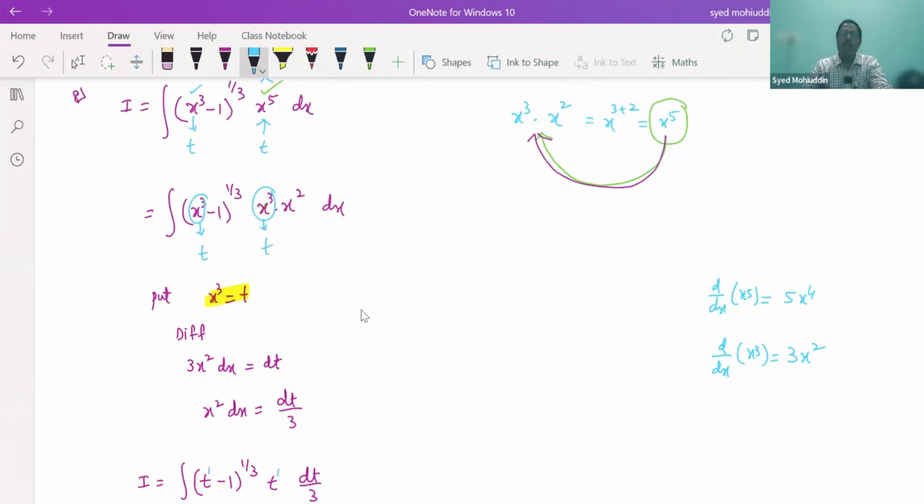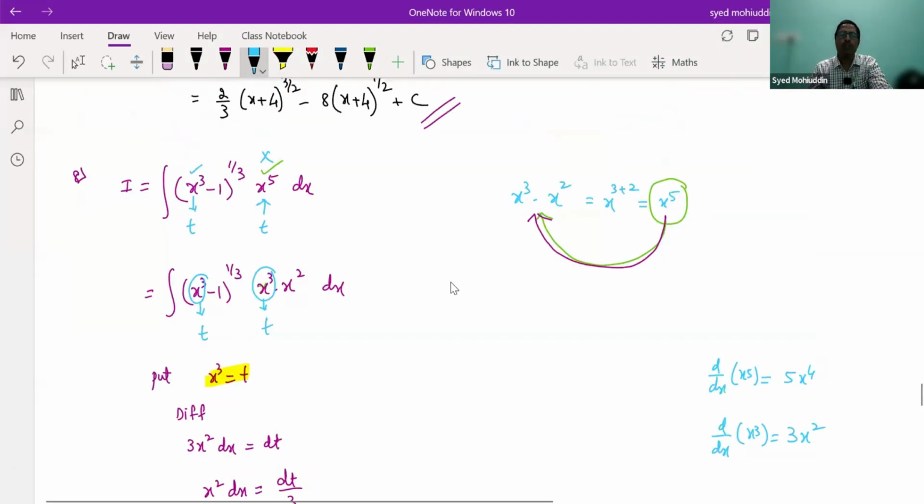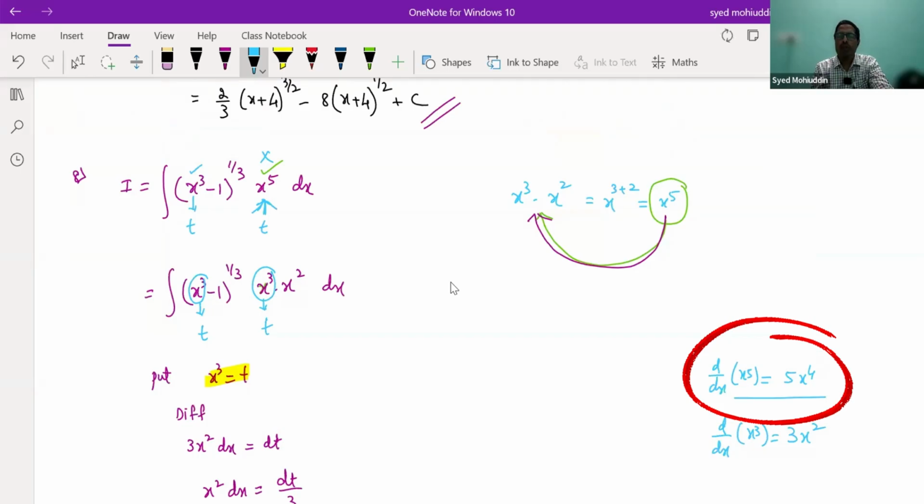That's why the t value cannot be found directly. This was the question, right? First, I decided to take this value as t, because x power of 5 is there and it is independent. I thought of taking that as t. But the moment I try to differentiate here, it has become x power of 4.